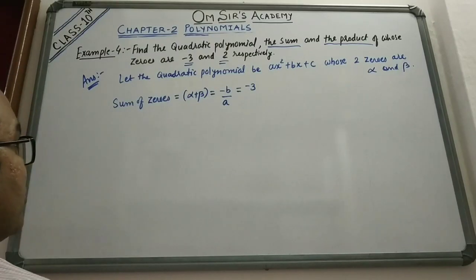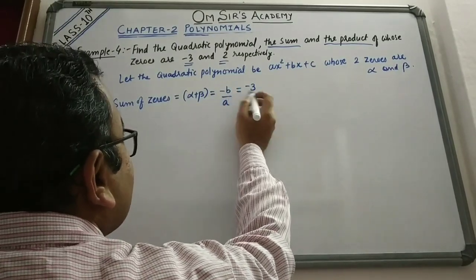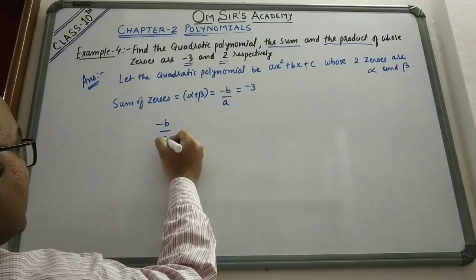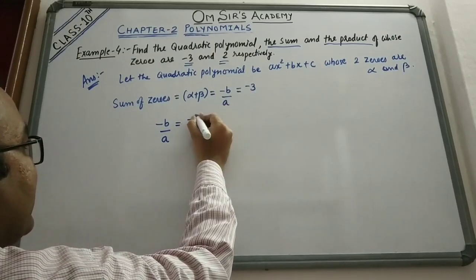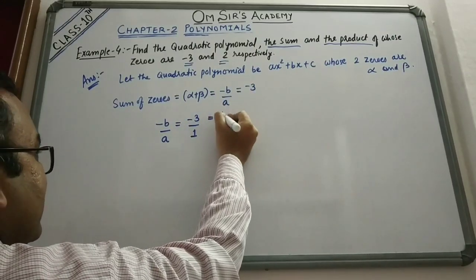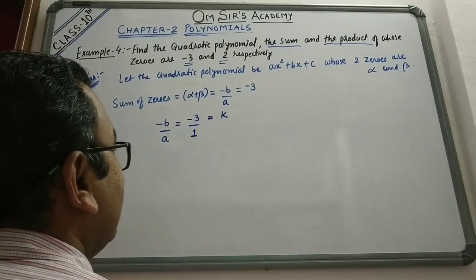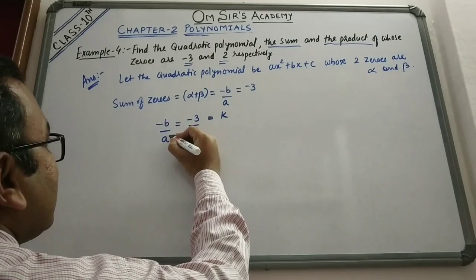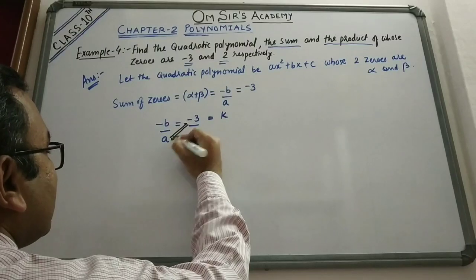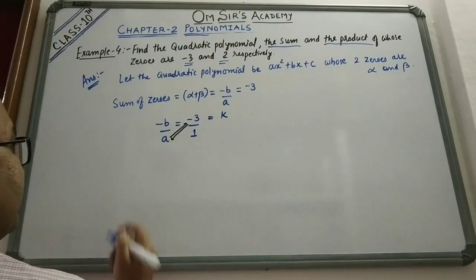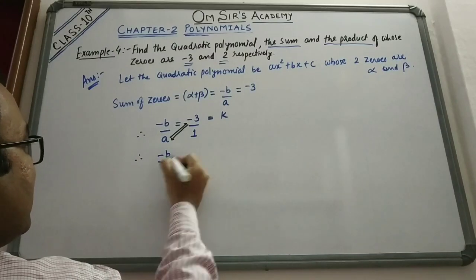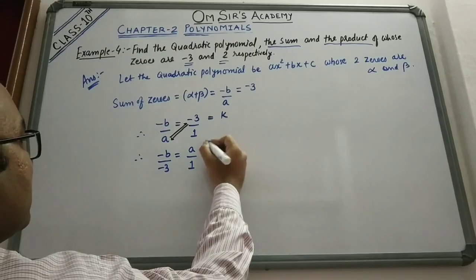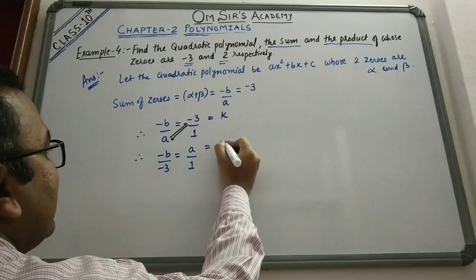Okay, so now I put this equal to k. I take this equal to k as a constant. So I take minus b upon a is equal to -3. I am writing as -3 upon 1 and that is equal to k. Okay, k is a constant. Now that can be any constant. Now say here this a I am taking upside and this -3 I am bringing downside. So I will get what? Therefore I will get what? Minus b upon -3 equals to a upon 1. It is equal to k.